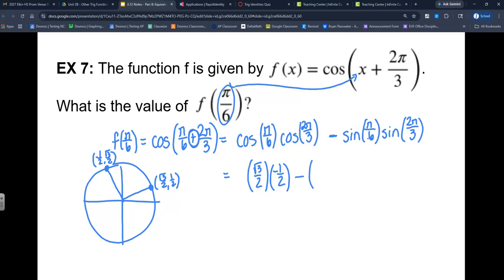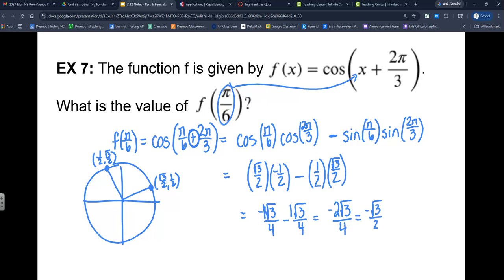And then sine of pi over 3 is 1/2. And sine of 2 pi over 3 is root 3 over 2. So we end up with negative root 3 over 4 minus root 3 over 4, which is like you got one here and one here, so it's negative 2 root 3 over 4, and then this reduces to negative root 3 over 2.